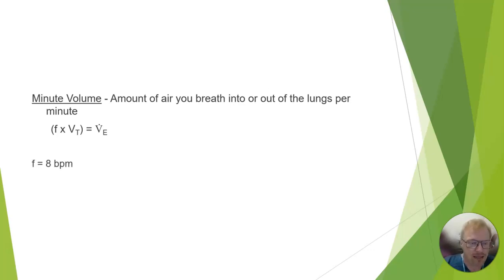Well, if our patient has a respiratory rate of 8 and a tidal volume of 0.5 liters per breath, which is 500 mLs, if we take 8 times 0.5, our minute volume, or our minute ventilation, is 4 liters per minute. So this patient is breathing 4 liters per minute of gas. But remember, not all of that gas is reaching the alveoli.